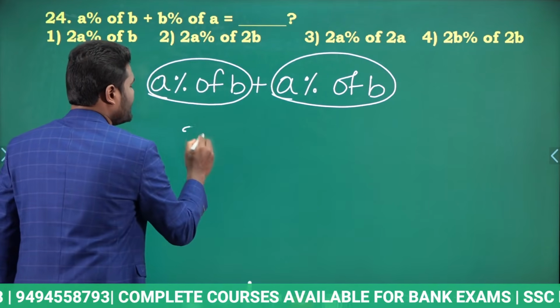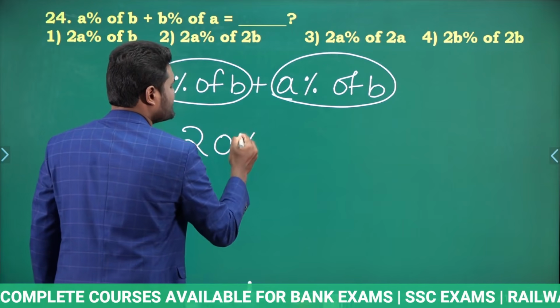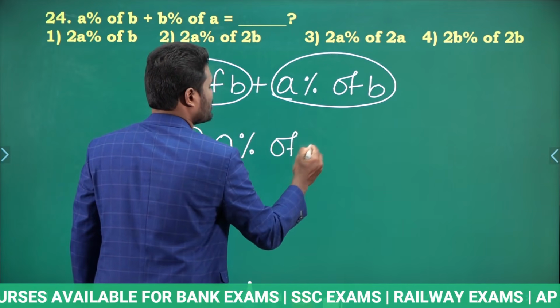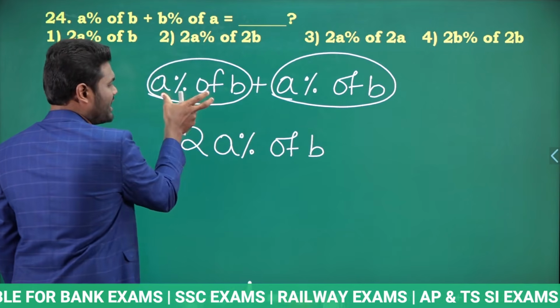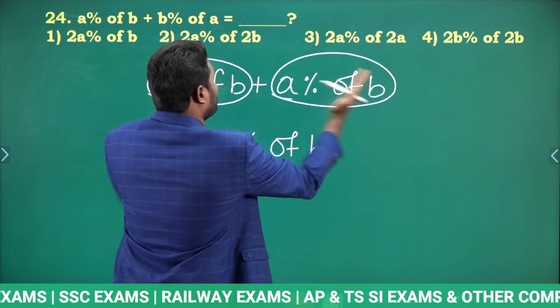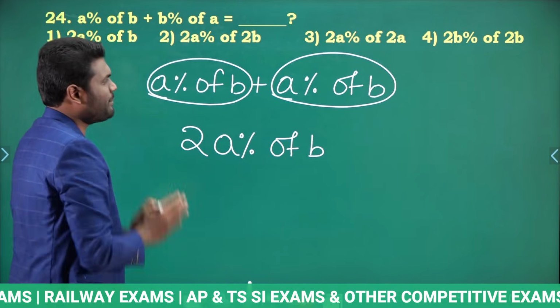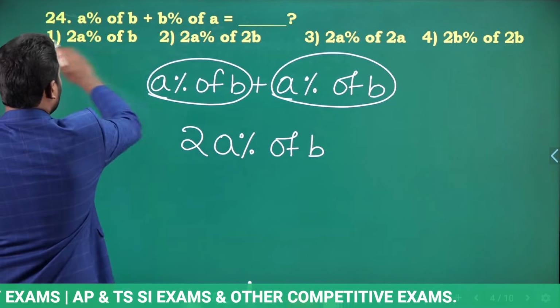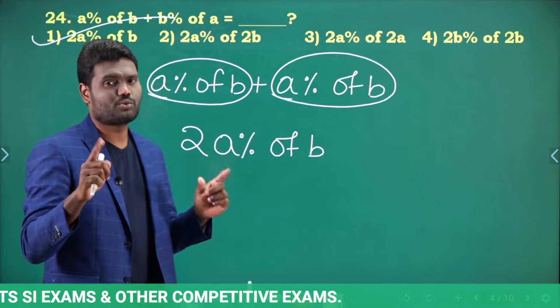Now this is going to be 2A percent of B. Yes or no? Why? Because here I have one time, and here I have one time. 1 plus 1, this will be 2. So 2A percent of B. So where do you have the option? 2A percent of B. So the first one will be the answer.